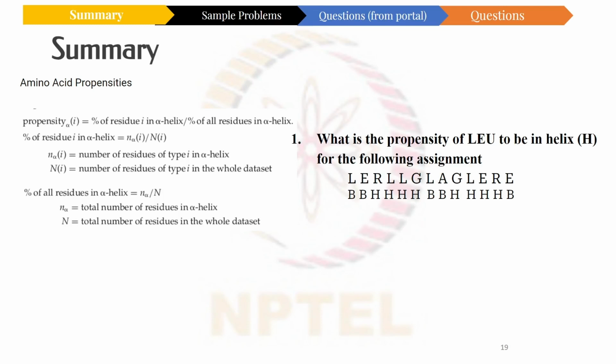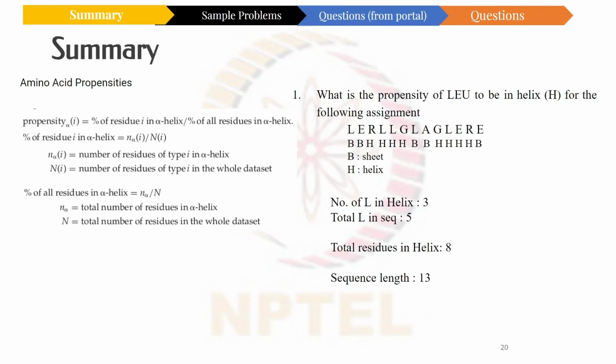So to simplify the question, I am giving the counts here. The number of leucines in alpha helix is 3, the total number of leucines in the sequence is 5, and the total number of residues in alpha helix is 8.